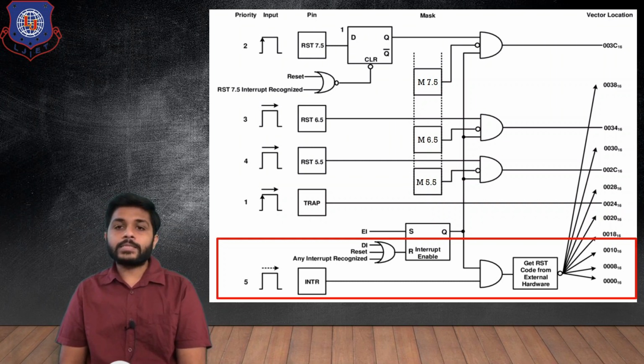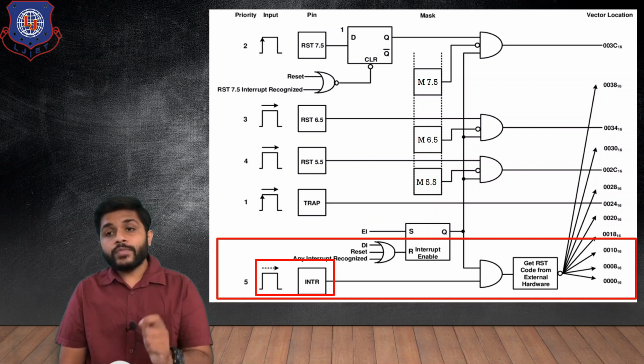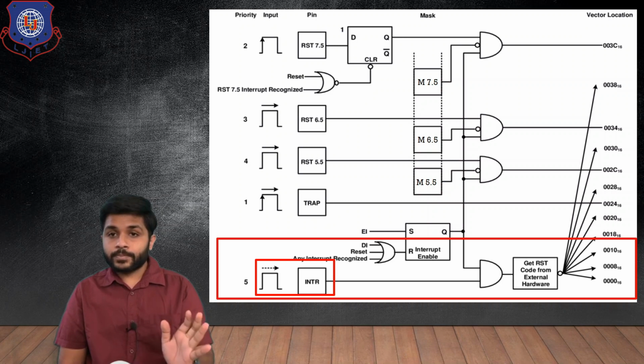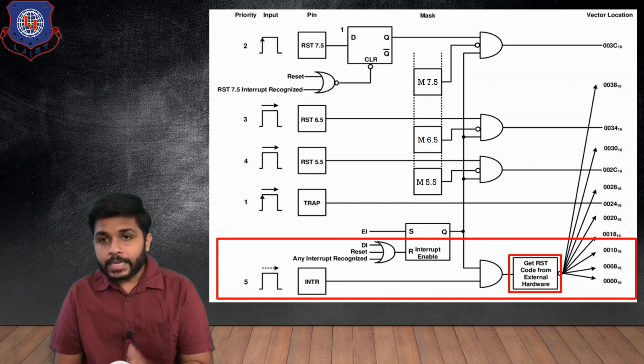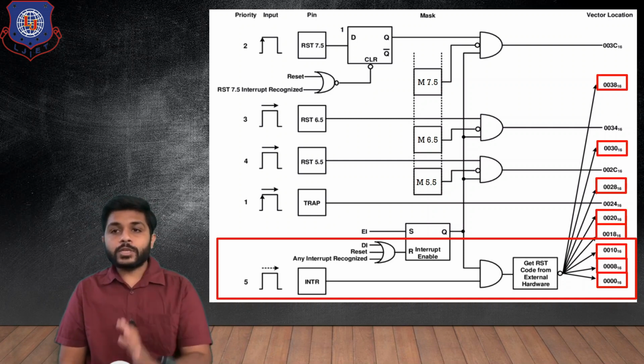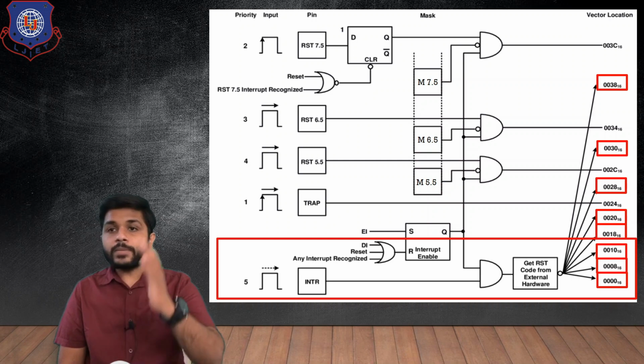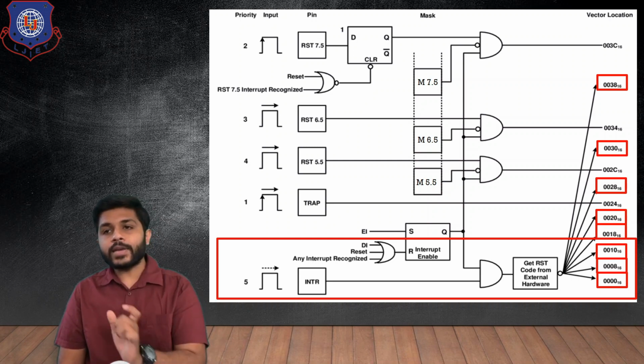The last interrupt is INTR. Again, INTR is level trigger. And INTR is a non-vector interrupt. Non-vector interrupt means for the INTR interrupt, the vector location is not fixed. The user can provide any vector location they want. And that vector location can be provided using the RST instruction. You can see that for the INTR, there are different vector locations available. And from these different available vector locations, the user can set any vector location.